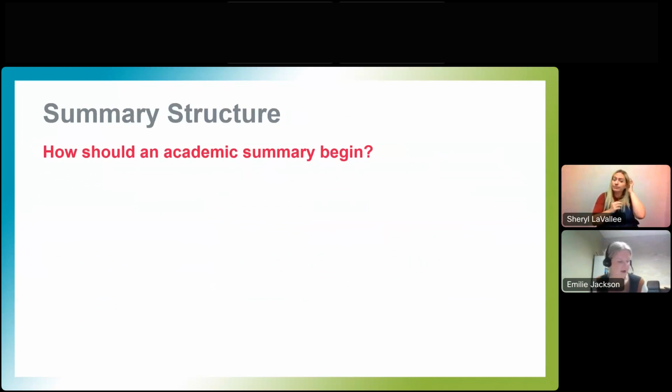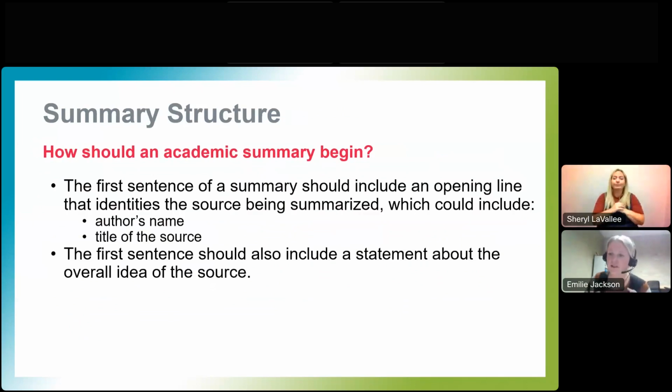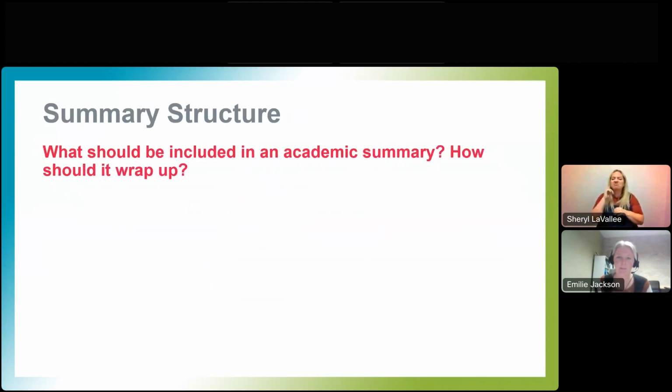Now let's talk about the structure. So the first sentence of a summary, let's imagine we're writing a one paragraph summary like I suggested earlier. The first sentence of a summary should include an opening line that identifies what is being summarized. That could include the author's name or authors' names and the title of the source. Often we also include what it is. You know, it's an article, it's a documentary, it's a something. What is the thing? The first sentence should also include a statement about the overall idea of the source. Okay, so we'll look at an example in a moment here.